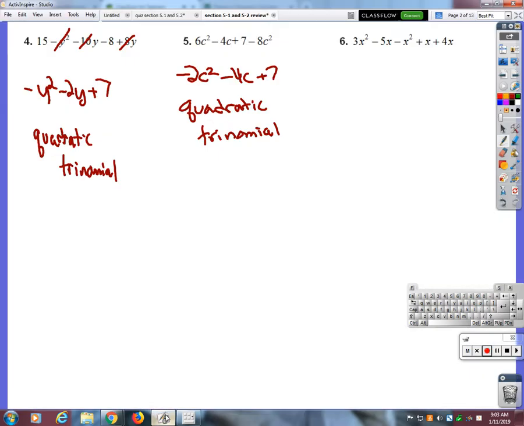Carter? Any like terms we can combine on number 6? Okay, so 3x squared minus x squared is awesome, 2x squared. And then negative 5x plus x plus 4x, 0. Good, so those all cancel. So the highest power is 2, so it's a quadratic. And then there is only one term, so that makes it a, what's that? That would be if it was to the first power. Since there's only one term, that means it's a quadratic monomial. Okay?